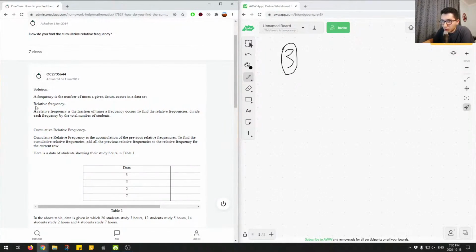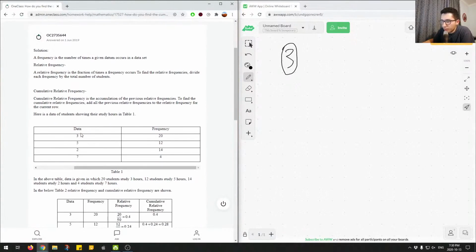So we're calculating each relative frequency for each kind of data set, and then we're adding the accumulation. To find the cumulative relative frequencies, add all the previous relative frequencies to the relative frequency for the current row. Let's look at the table, because that might not have made much sense. This is the given table for this example, with the data 3, 5, 2, 7.